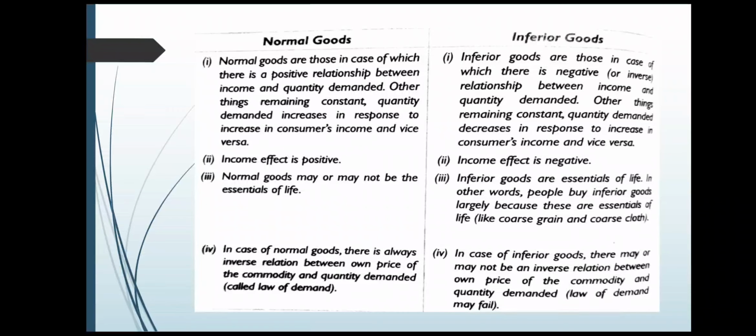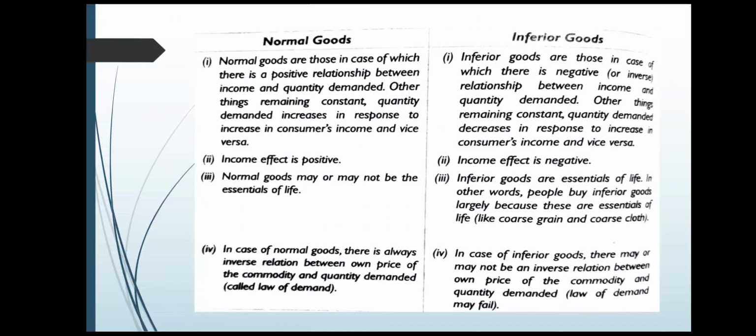So the fourth one is, in the case of normal goods, there is always an inverse relation between own price of the commodity and quantity demanded. So there will always be an inverse relationship between price and quantity demanded. Whenever there is a rise in price, the consumer may not consume the product or may consume a lesser amount of the product, which is also called the law of demand. We will be dealing with the law of demand in the later part of the chapter.